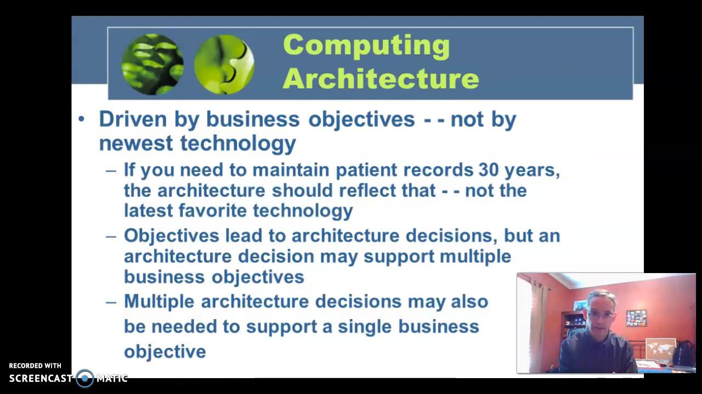Now, computing architecture. This is going to be driven by your business objectives, not by the newest technology. Always keep this in mind.